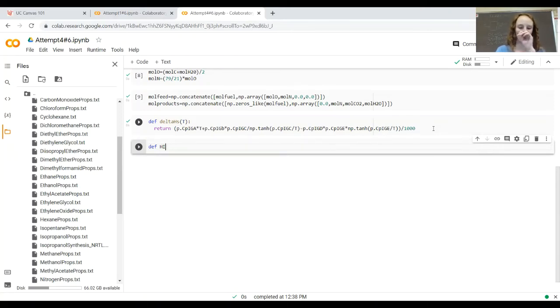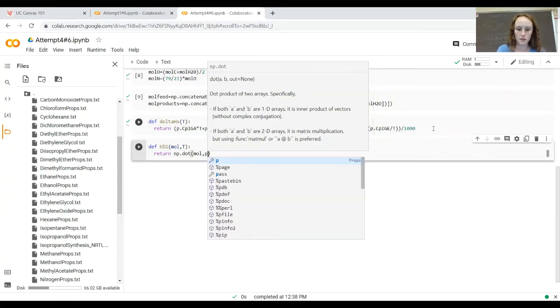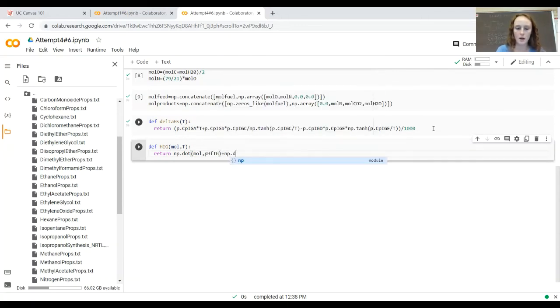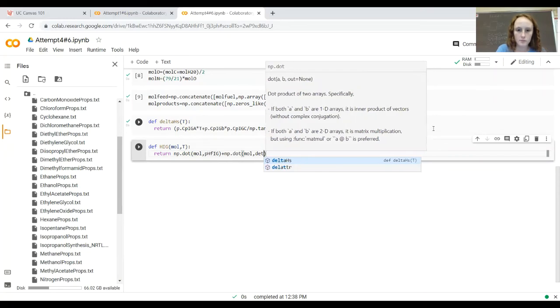So we're going to be comparing our temperature that we have, which is 298 Kelvin, with the temperature that's going out. So we're going to go ahead and call in moles, temperature, water real quick. Okay, so what we want to do is the dot product. We're going to return the dot product of np dot dot G plus np dot dot delta.